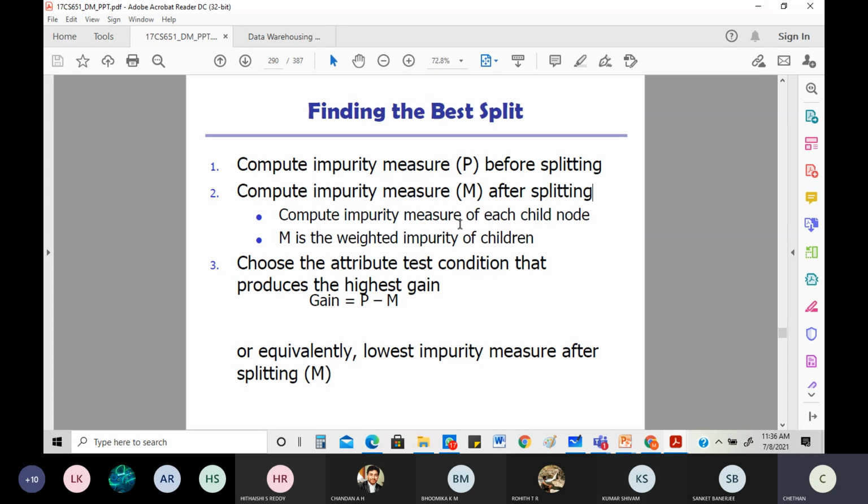Compute the impurity measure of each child node. Choose the attribute test condition that produces the highest gain. What's the meaning of gain? It is P minus M. What is P? P is the impurity before splitting, and M is the impurity after splitting. Or equivalently, choose the lowest impurity measure after splitting. Any one that has the highest gain or lowest impurity, that test condition we are going to use.